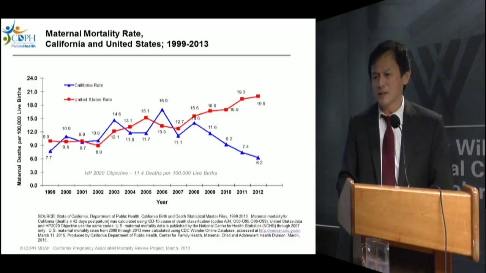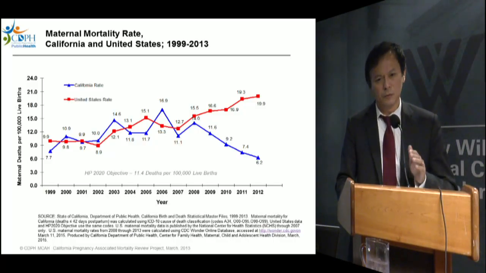Up until about 2006, California trends were trending along with the United States. The maternal mortality ratio just kept going up.